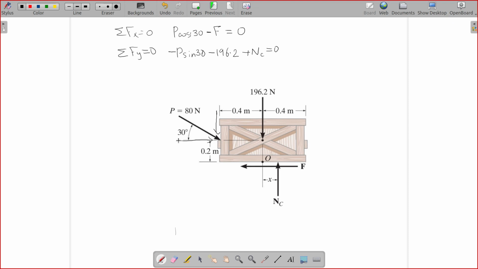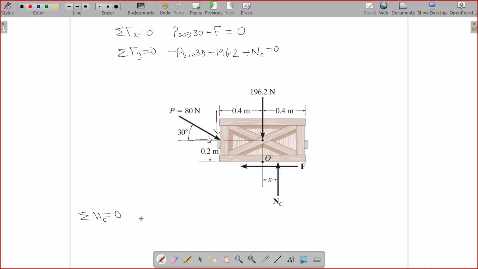Now let's write down the equation for moment about O. Listen very carefully. This can be a little confusing, but if you listen carefully and do some problems, you'll get it. Net moment about O should be 0, and we will consider all forces here. Let's start with 196.2 Newton.